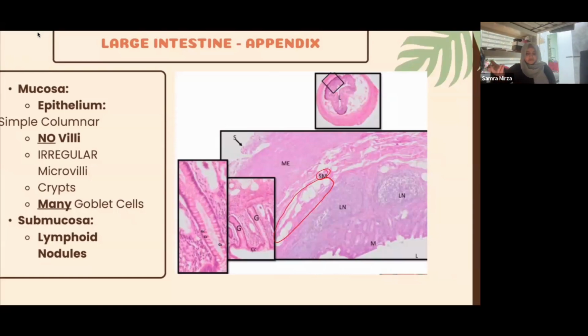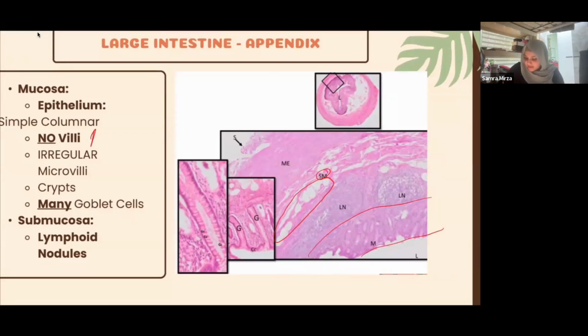Now we can say that, oh, the submucosa of the duodenum also has glands, and how can we differentiate? You can know that there are no villi available anywhere here. So you can see this is the mucosa, and it has no villi. So you can immediately cross out any part of the small intestine from this.